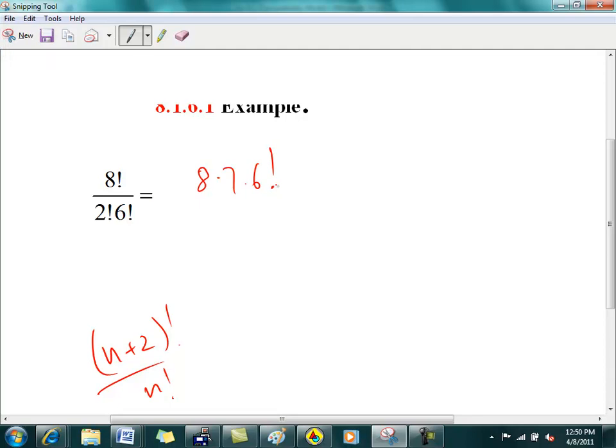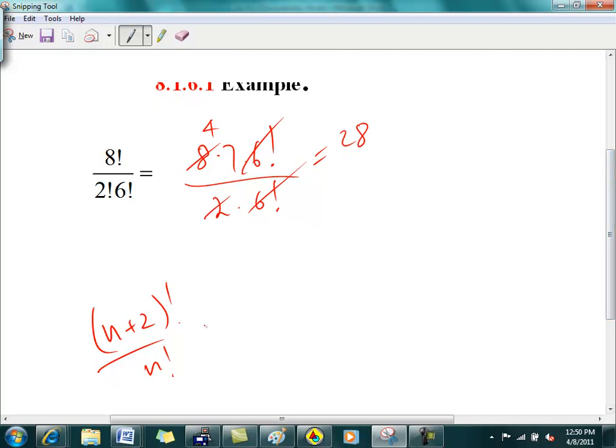All right, is everybody there? Then what's 2 factorial equal to? 2 times 1 is 2. And then I have a 6 factorial as well. Well, the 6 factorials cancel. There was no need for me to go all the way down to 1. And so the 2 and the 8 cancel to give me a 28. Okay?